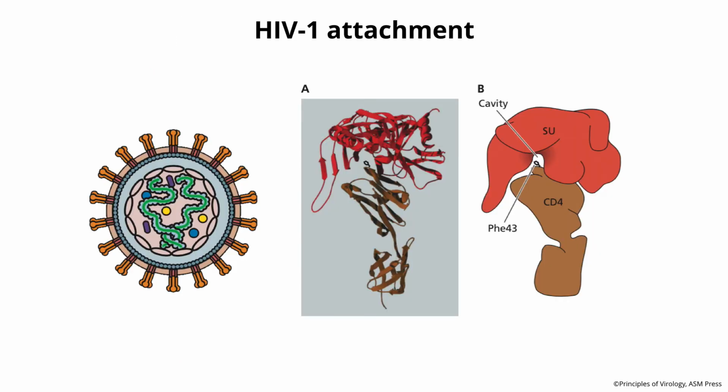HIV is another virus with an envelope. It has a glycoprotein in the envelope that also attaches to cellular receptors. Here's the virus on the left.